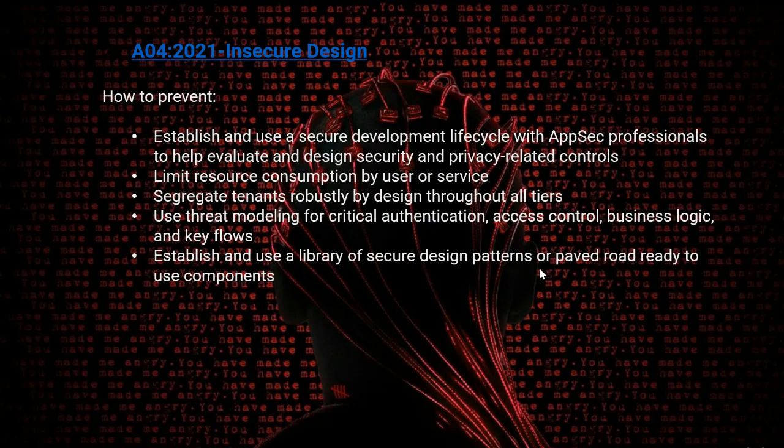So how must one prevent insecure design? Establish and use a library of secure design patterns or ready to use components, and establish and use a secure development lifecycle with AppSec professionals to help evaluate and design security and privacy related controls.